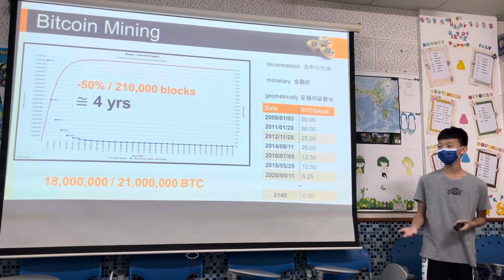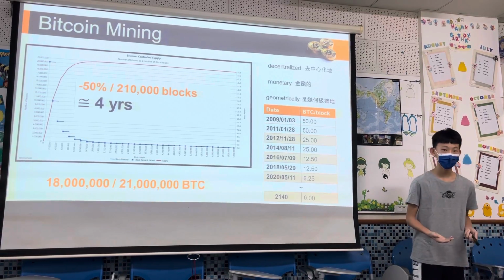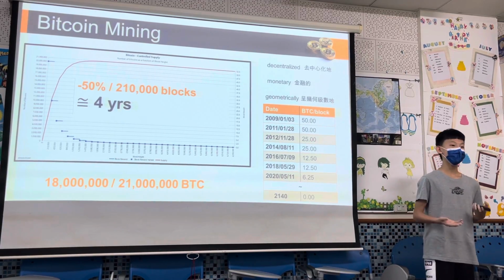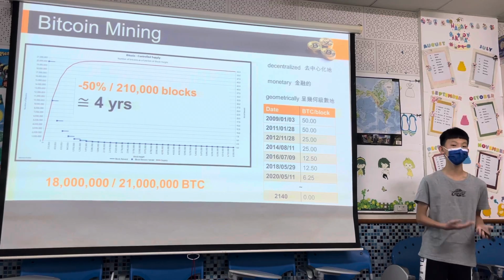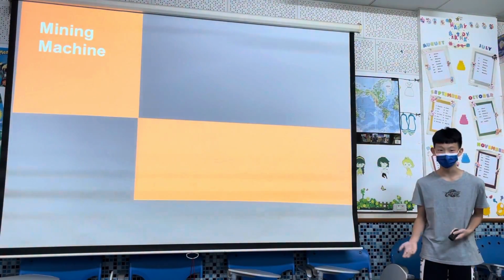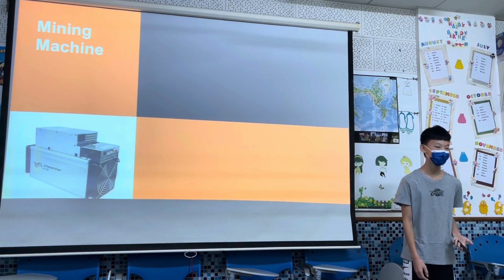So we can tell that the Bitcoins we can mine become fewer and fewer, and mining Bitcoins becomes more difficult. Now, using a normal computer program to mine Bitcoins is not enough. So machines dedicated to mining Bitcoins were invented.